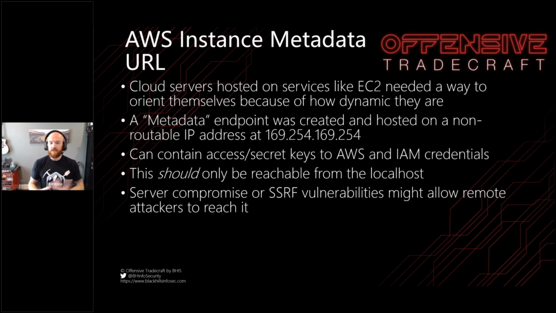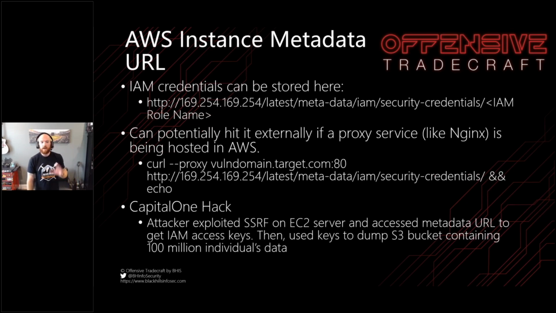However, if you compromise a server, you can reach it. If you find an SSRF vulnerability, so server-side request forgery, you might be able to query it remotely, without even having a shell on the server. We're going to talk about a case where that happened right here. So the URL that you're going to want to look for is at this IAM/security credentials endpoint. This is a place that will show you any IAM roles that you might have, and you can potentially hit it to get those access keys back from it.